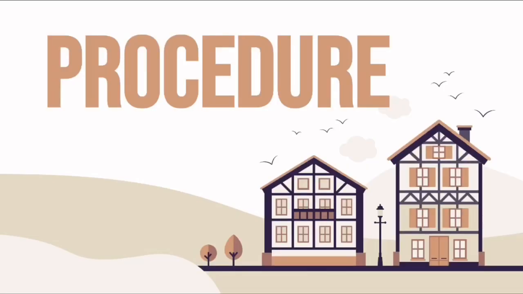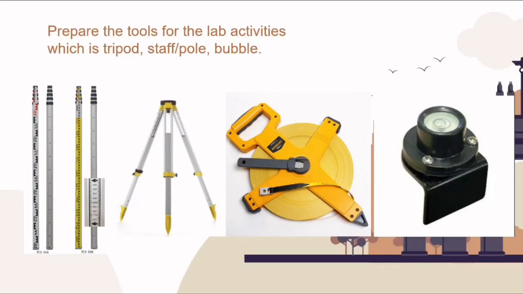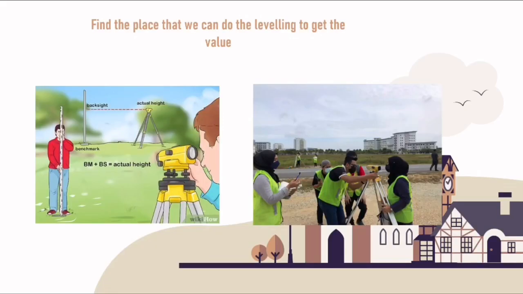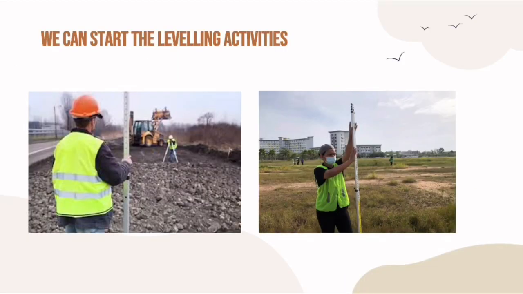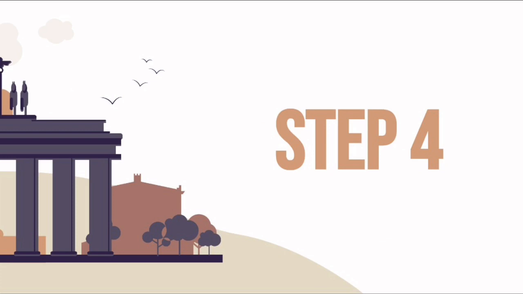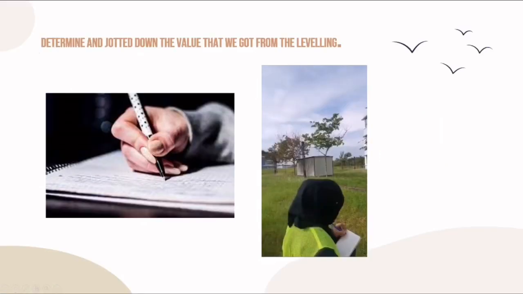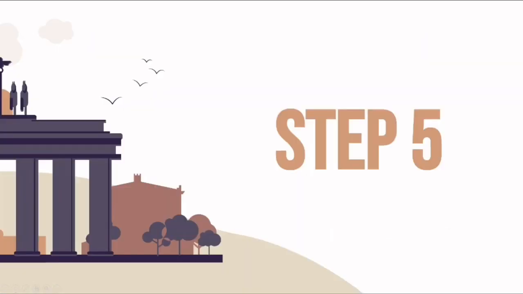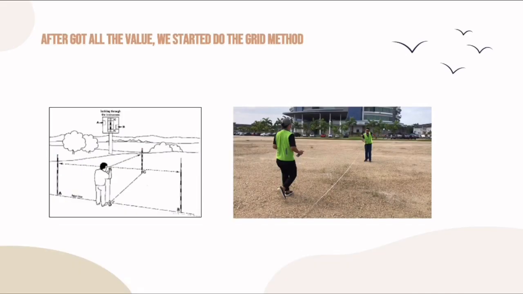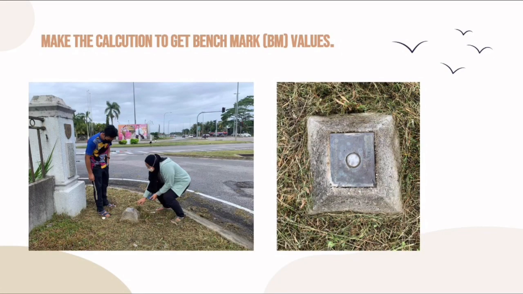Procedure. Step 1. Prepare the tools for the lab activities, which are tripod, staff or poles, and rubber. Step 2. Find the place where we can do the levelling to get the value. Step 3. We can start the levelling activities. Step 4. Determine and jot down the values that we got from the levelling. Step 5. After getting all the values, we start the grid method. Step 6. Make the calculation to get the benchmark value.